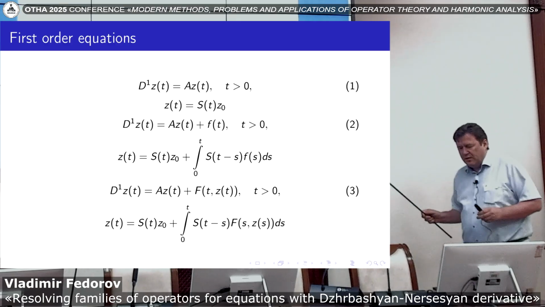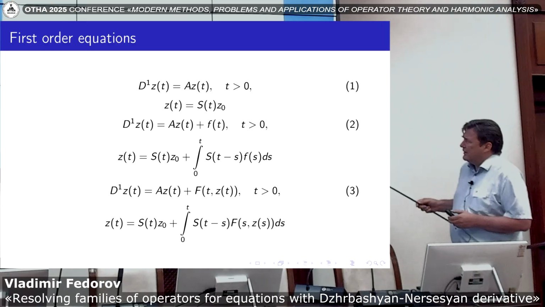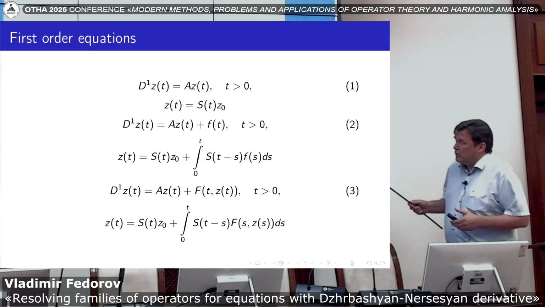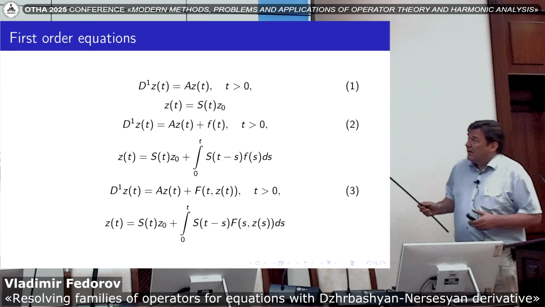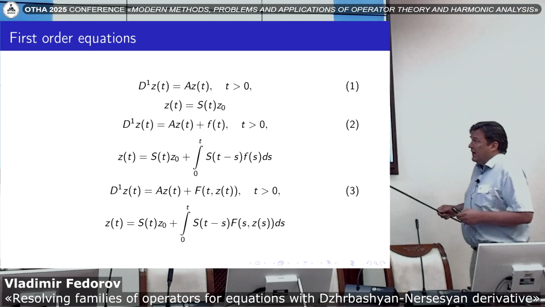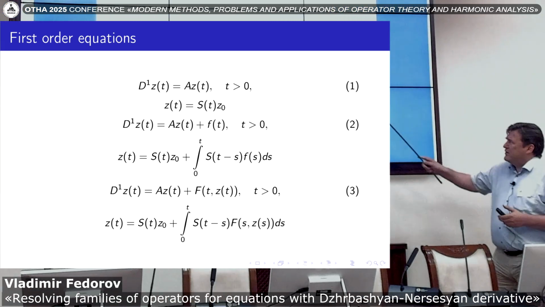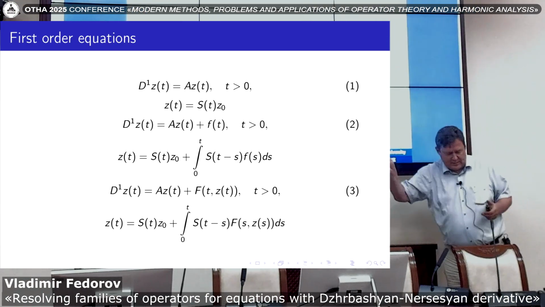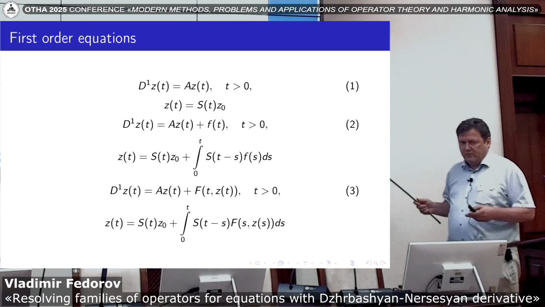If we consider a differential equation of first order in a Banach space, linear, homogeneous, we know that the resolving family of operators is a semigroup of operators. And the resolving operator is a map from the initial state of the system into the state at the time t. For every t, it is an operator, and for all t, it is a family of operators.